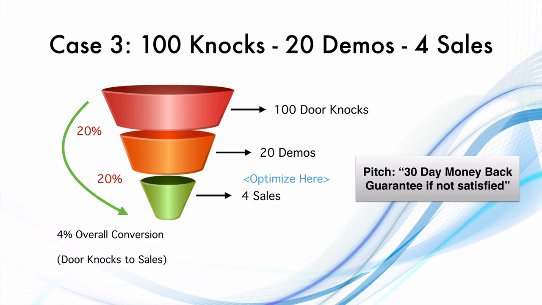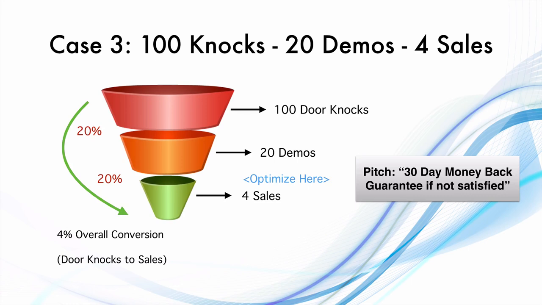So here you can see he has improved the conversion ratio in the first stage from 10 to 20%, and in the second stage from 10 to 20%, but in the end he is making 4 times more sales. In the first case he was only making 1 sale out of 100 door knocks, but now he is making 4 sales out of 100 door knocks.